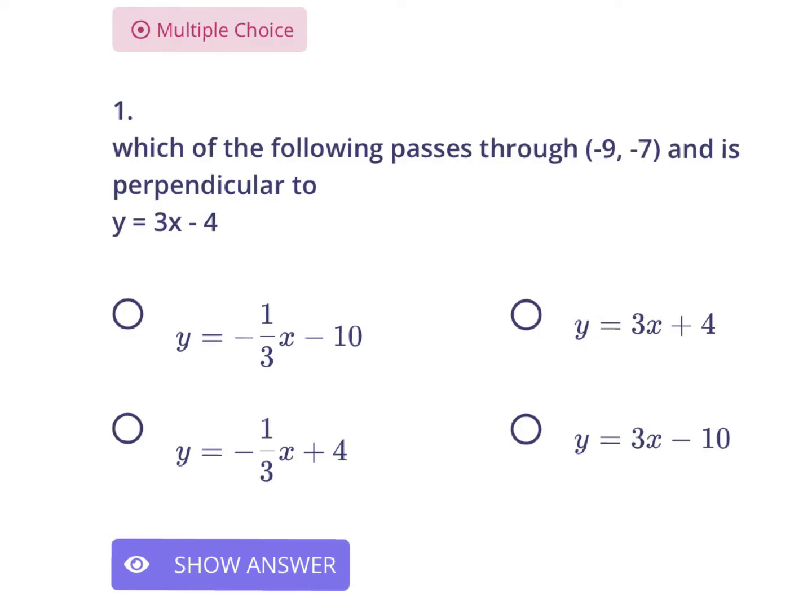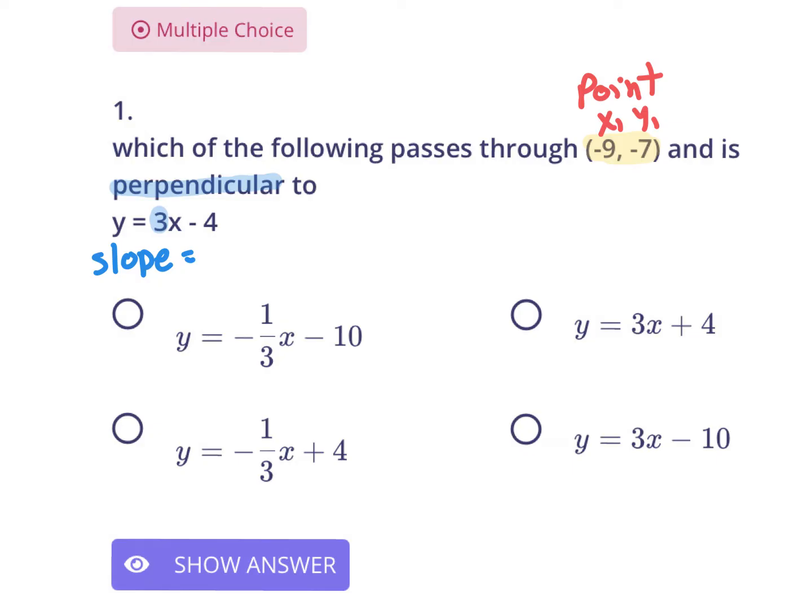So one thing we need to get from this is that they give us a point and they give us indirectly a slope, because they tell us that our line is perpendicular to this line, which has a slope 3. So they do give us a point and they are giving us a slope. The point x1, y1 is -9, -7, and the slope that they give us is an opposite reciprocal of the slope of the line provided here.